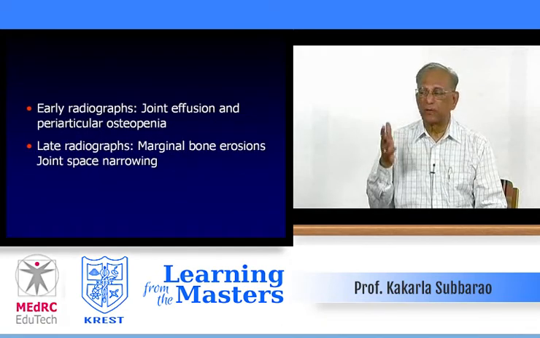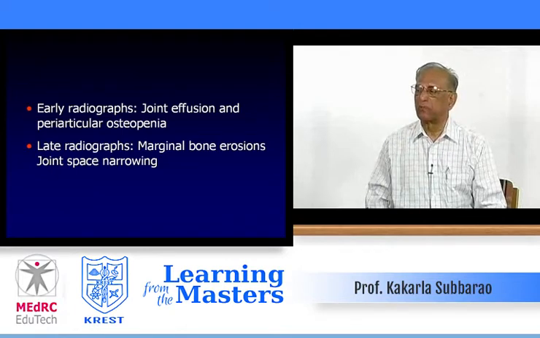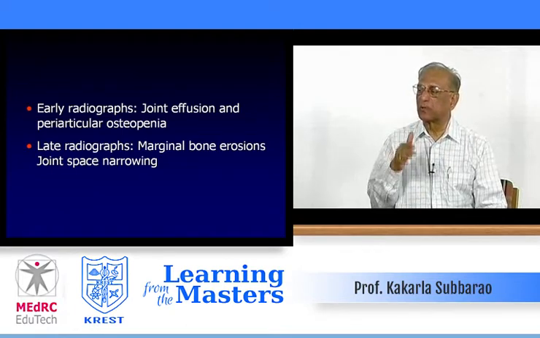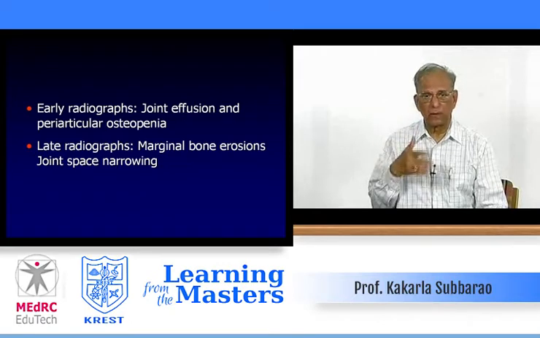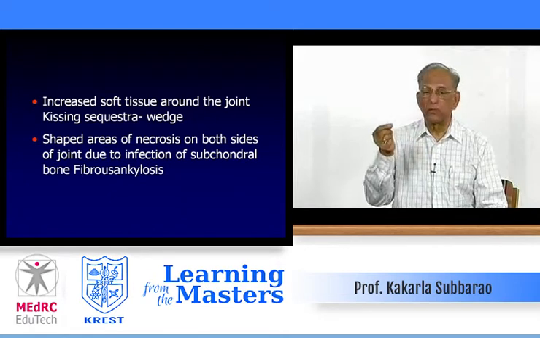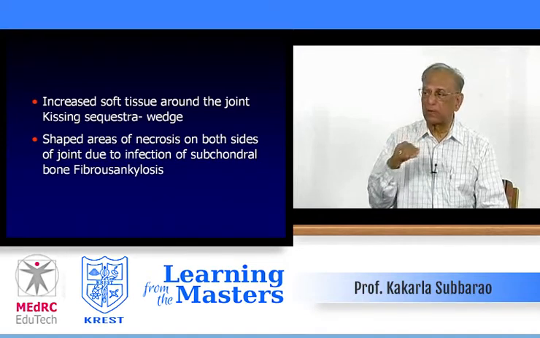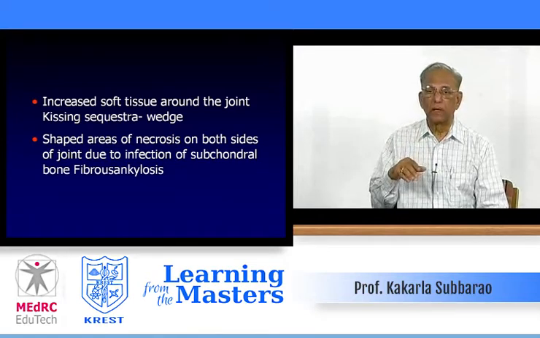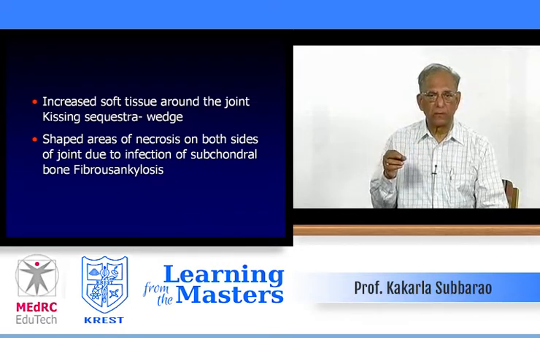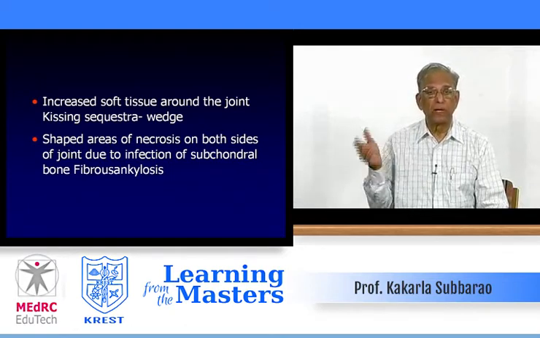Early radiograph, joint effusion may be seen, and para-articular or peri-articular osteoporosis. Late radiographs, marginal bone erosions, joint space narrowing, it can narrow completely. Increased soft tissue around the joint, kissing sequestra. In the spine, wedge-shaped areas of necrosis on both sides of joint due to infection of the subchondral bone. And eventually it may result in fibrous ankylosis, as opposed to pyogenic type of arthritis, which may result in bony ankylosis.